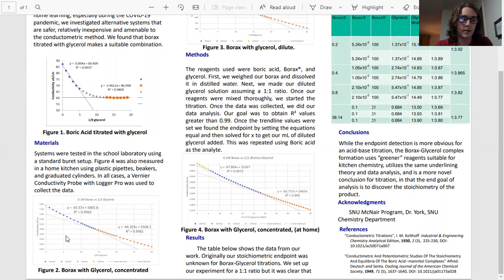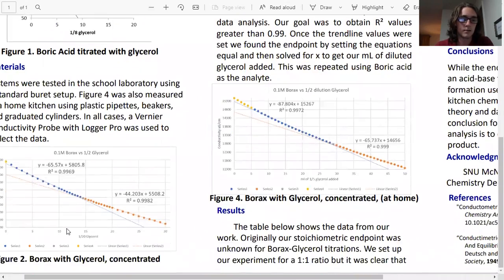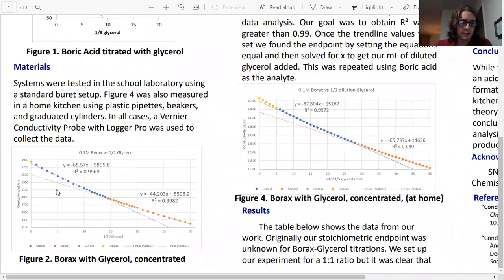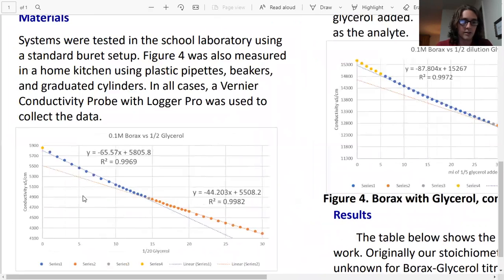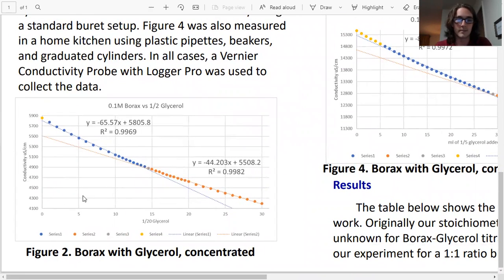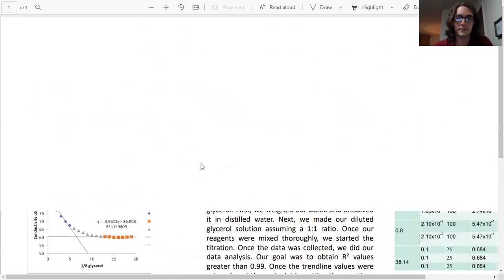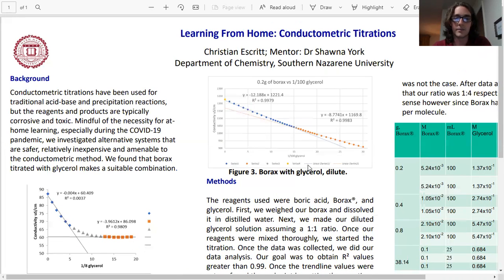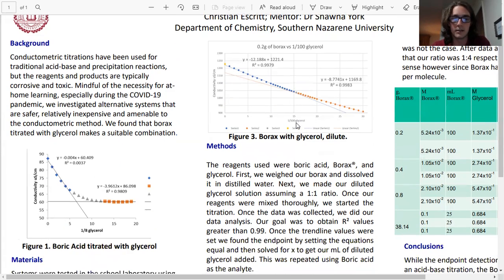And so down here we have our figure 2, which is our borax with glycerol, a concentrated titration. And you can see the endpoint is much more subtle than the previous one shown above with the boric acid. And although there's still quite a bit of change in slope, it's just because the conductivity is such a large number. And where these trend lines intersect is once again the endpoint. And it's important to note our R-squared values were greater than 0.99. And here we have the same thing, but it's just diluted. And we get very similar results, R-squared values above 0.99.